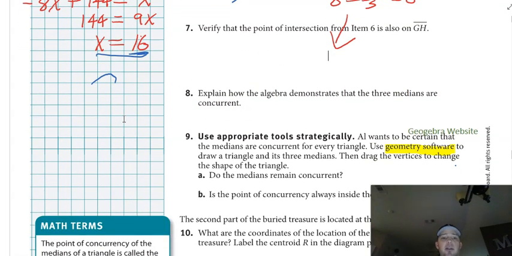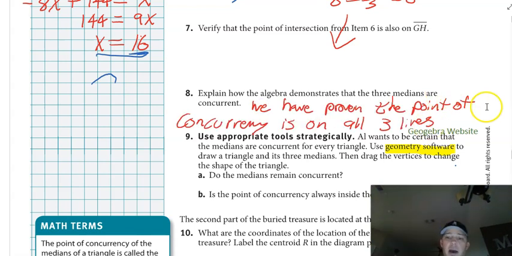Well, we solved the system of equations for one and then checked to make sure that solution set was on the other one, so that point has to be on all three lines. We've proven the point of concurrency is on all three lines.